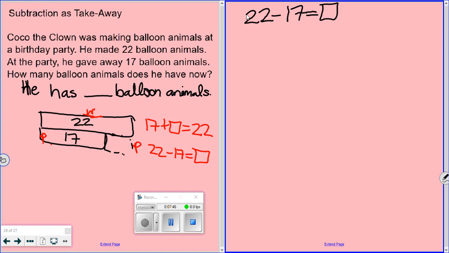How do I show the number 22 with base 10 pieces? I should see everybody's hand. This is not a trick question. How do I build the number 22 with base 10 pieces? Samaya? Two tens. So we're going to draw 2 sticks. Those are going to represent my 2 tens.